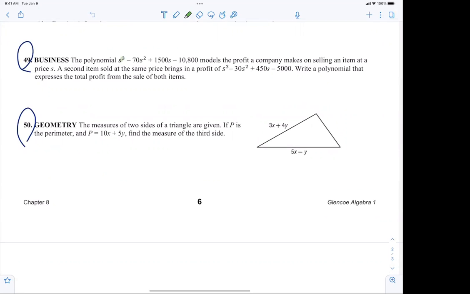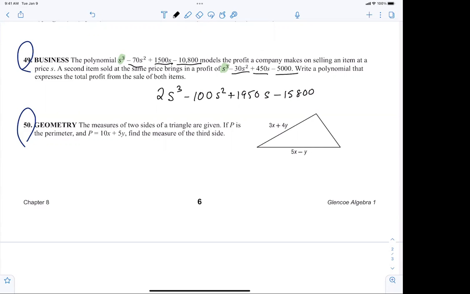Now, if you want, you can make it difficult, but let's just look at the S cubes. How many S cubes are there? So everybody should have written 2S cubed. Now I have a negative 70S squared and a negative 30, so that's negative 100S squared. And then 1,500 and 450 is what? And then negative 10,800 and negative 5,000 is? That's it. That was not that hard. The total profit, just adding them up.